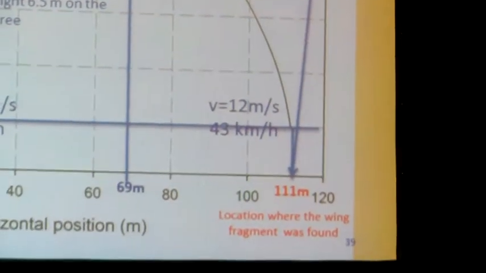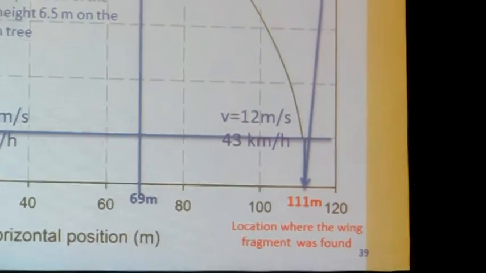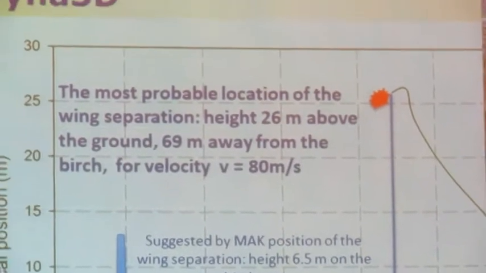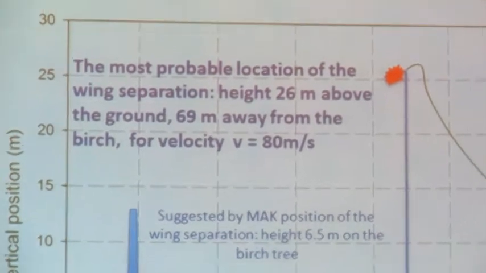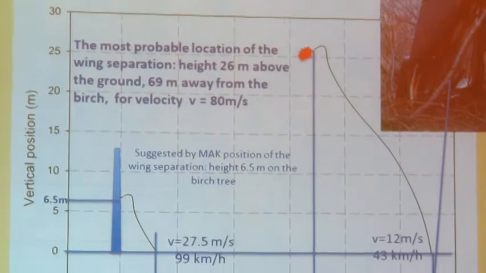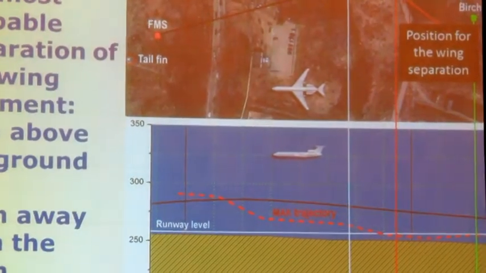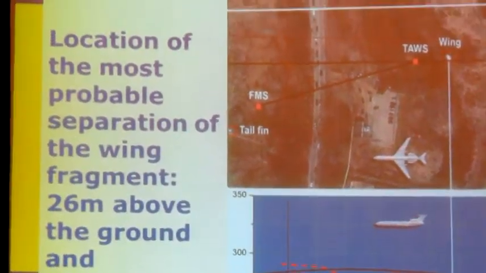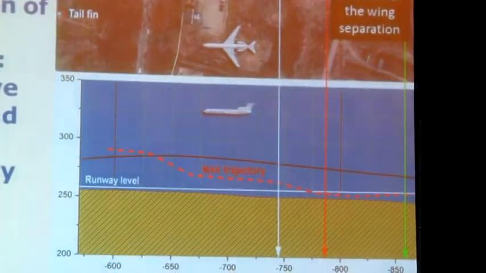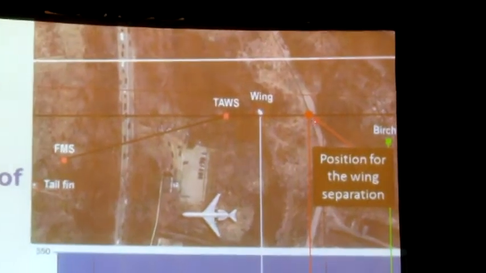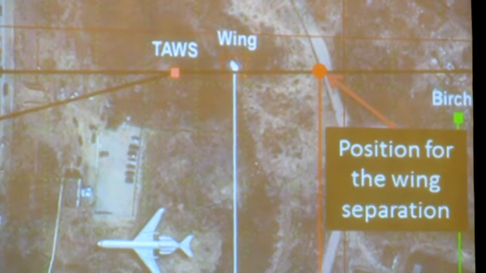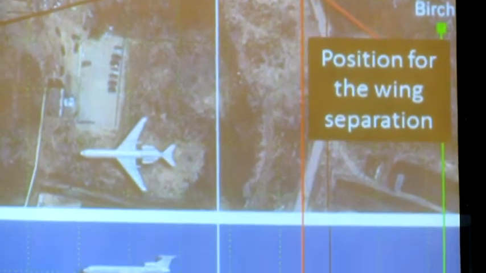And of course we remember that between that part and somewhere here there are some other trees, so there's no ability for the wing to go up and skip those trees basically. It has the tendency rather to go down. So my prediction of the separation is this point, and also at 26 meters above the ground, because if it is anything below, it will have no space to move to the right side.